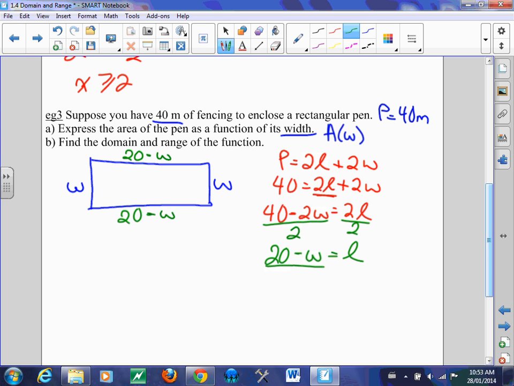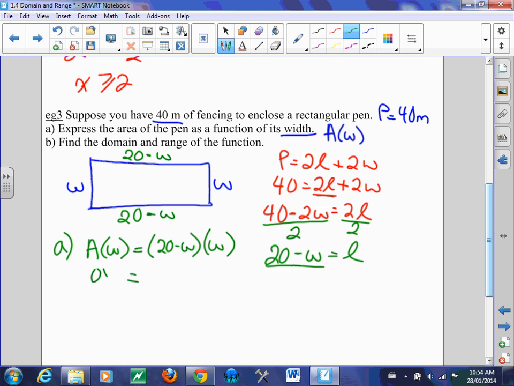All right, so now that we've got our diagram, we can answer question A. Question A is express the area of the pen as a function of its width. So normally you would go area equals length times width, but we're going to go area as a function of width equals, what's my length? 20 minus W times my width, which is W. That is a fine answer if you want to leave it like that.